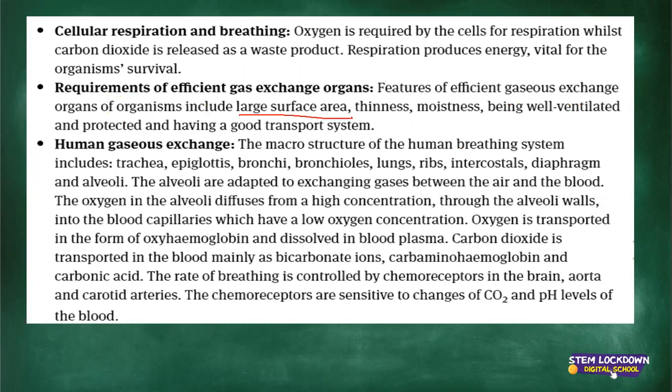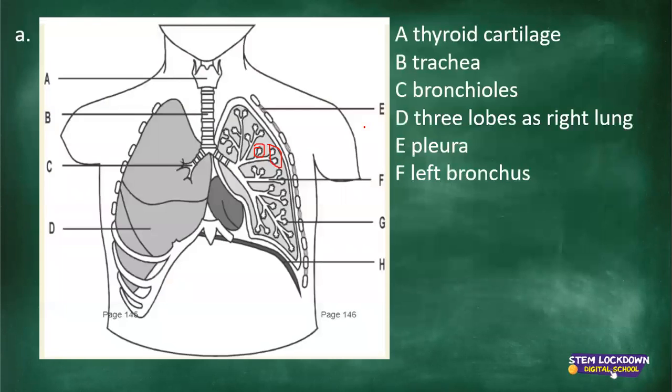It has to have a large surface area. It needs to be thin. It needs to be moist. It needs to be well ventilated and protected. And it also needs to have a good transport system. So these 5 are the requirements for efficient gaseous exchange organs. If the gaseous exchange organs meet these requirements, then gaseous exchange in that particular organism will happen optimally. When there's a large surface area, when it is thin, moist, well ventilated and protected, and has a good transport system.